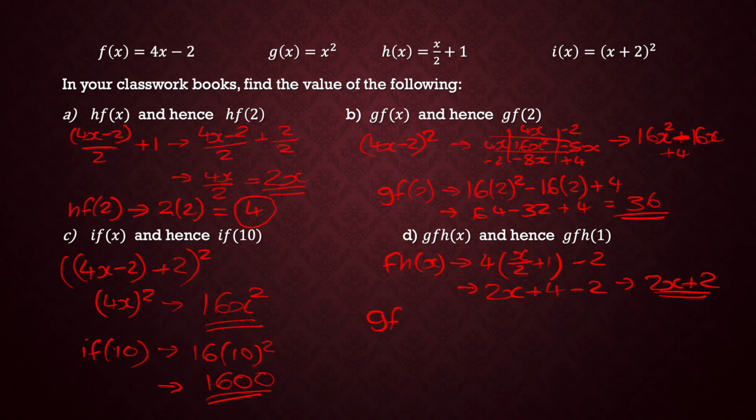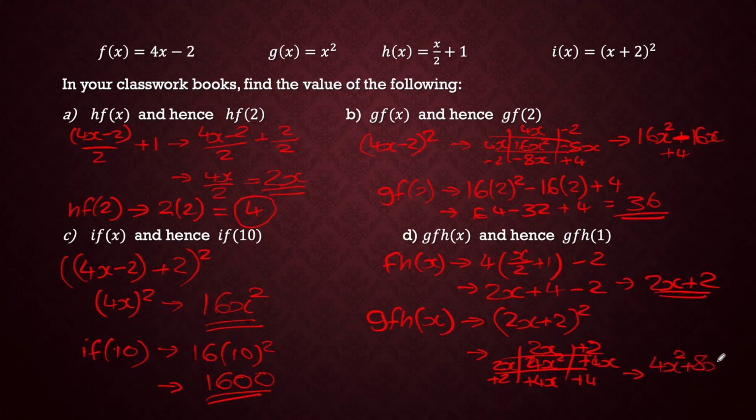We can now do g f h of x. So this time I'm going to start writing out g of x, which is x squared. But rather than writing x, I've got to write my function f of x. So we'll have 2x plus 2 all squared. So we'll go back to our grids again. We'll go 2x plus 2, a 2x and a plus 2. So we end up with 4x squared plus 4x plus a 4x plus 4. Expand that out and simplify. We'll end up with 4x squared. My 2 4x's give me 8x plus 4.